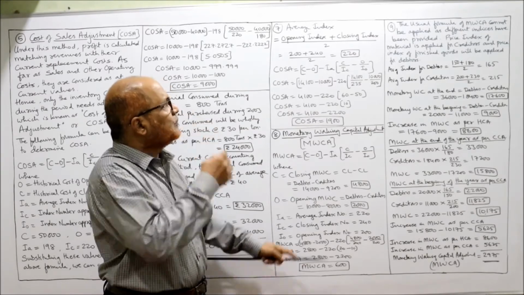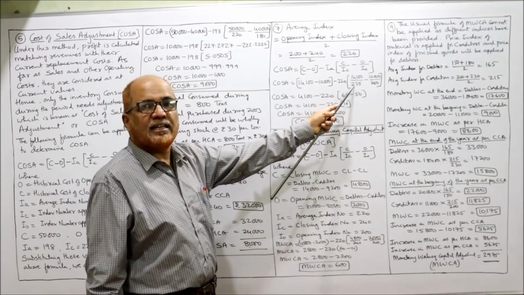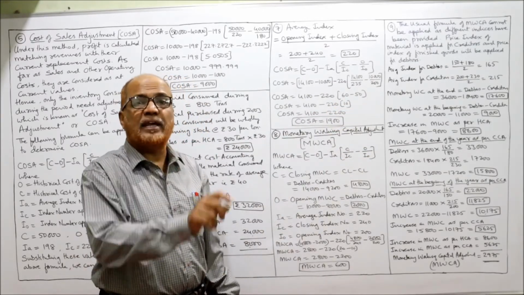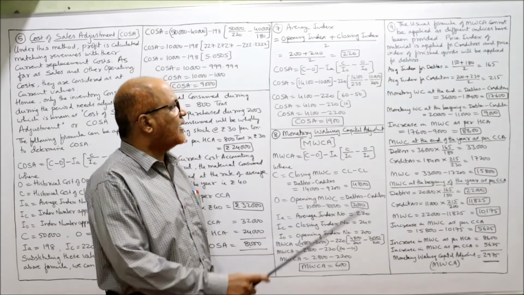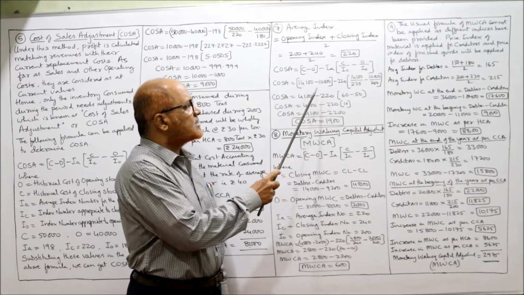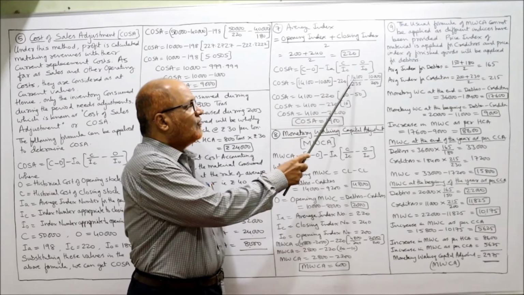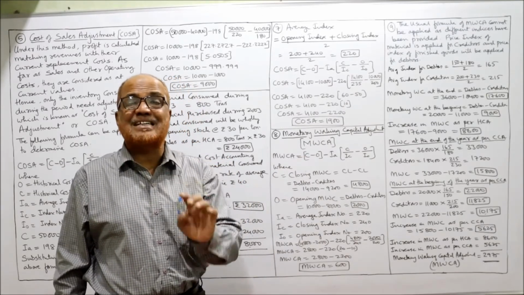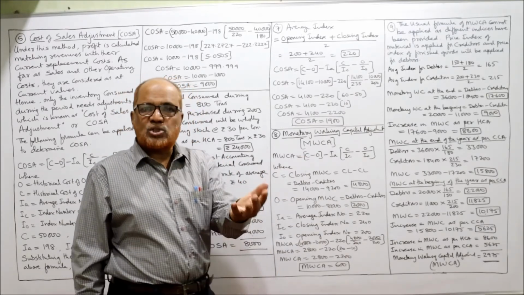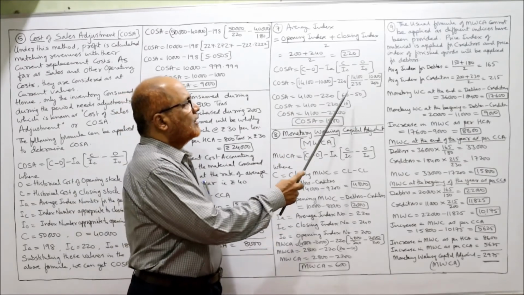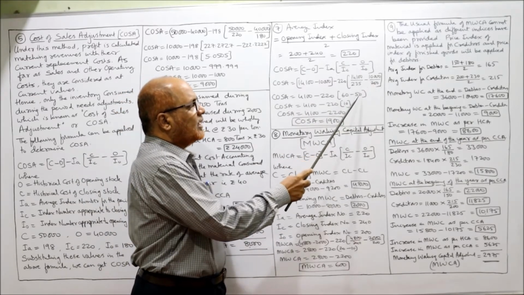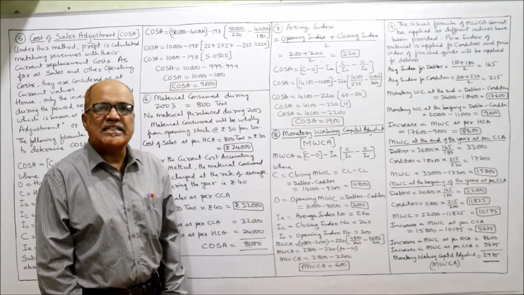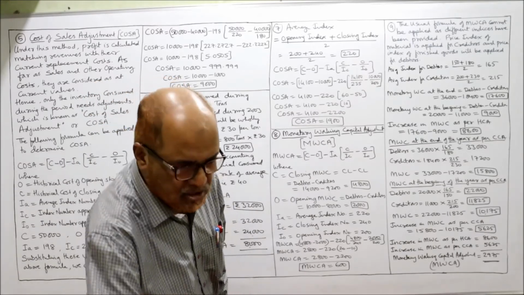and 235 is the closing index, the index at the time of purchase, minus 10,000 divided by 200. 200 is the opening index. Now we calculate 14,100 minus 10,000, 4,100 minus 220 into 14,100 divided by 235. 235 index we have to take for the purchase index, because the closing stock is remaining from purchases only. It comes to 60. 10,000 divided by 200, it is 50. So 10. 220 into 10, 2,200. So COSA is 1,900. 1,900 is the cost of sales adjustment.